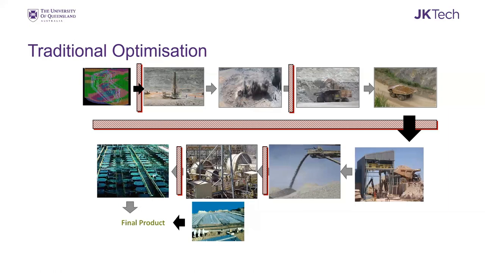Other downsides across the whole chain usually involve having inadequate systems to really measure the outcomes in a reliable and timely manner. And there's obviously a lot of inadequate communication between the different processes to understand the interactions and changes that are occurring as well.